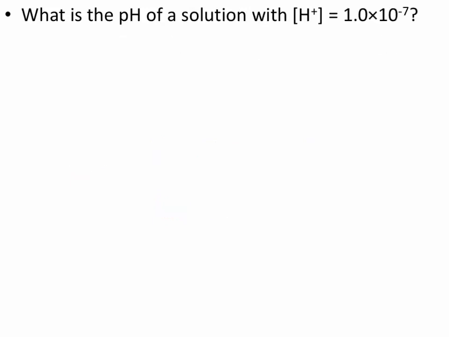So suppose we want to know what is the pH of a solution with a hydrogen ion concentration of 1.0 times 10 to the minus 7. Well, we need to know how to calculate pH, and pH is defined as minus log base 10 of the hydrogen ion concentration. These square brackets on either side of the hydrogen ion mean concentration, and so this is going to be in molarity. So unwritten over here is a unit of molar on our hydrogen ion concentration.